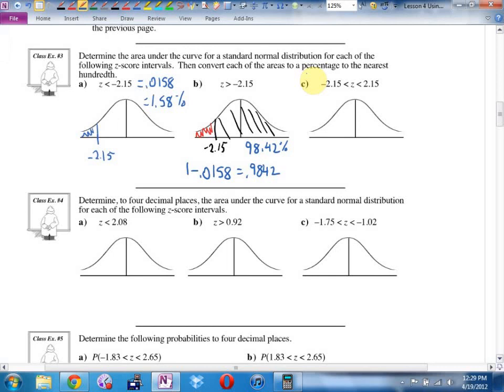C. Z is between that and that. And that's how we'll write it. Because to write out, find the area between negative 2.15 and positive 2.15, way too much writing. We'll show it algebraically. Z's between, that's the smaller one, that's the bigger one. The sketch.